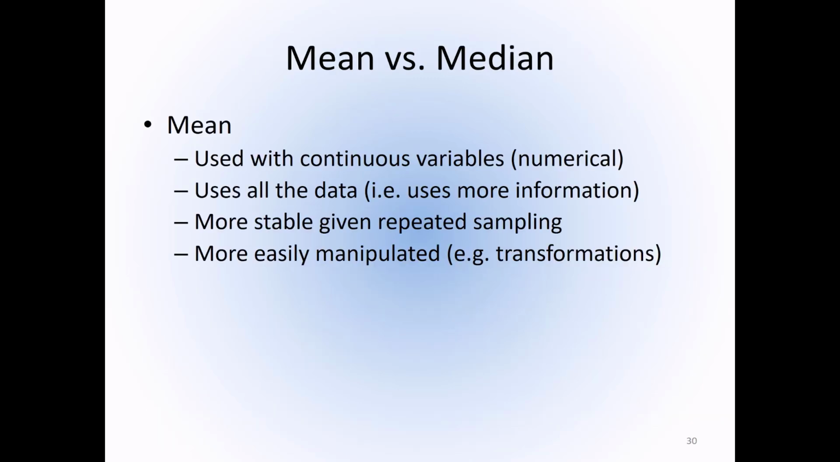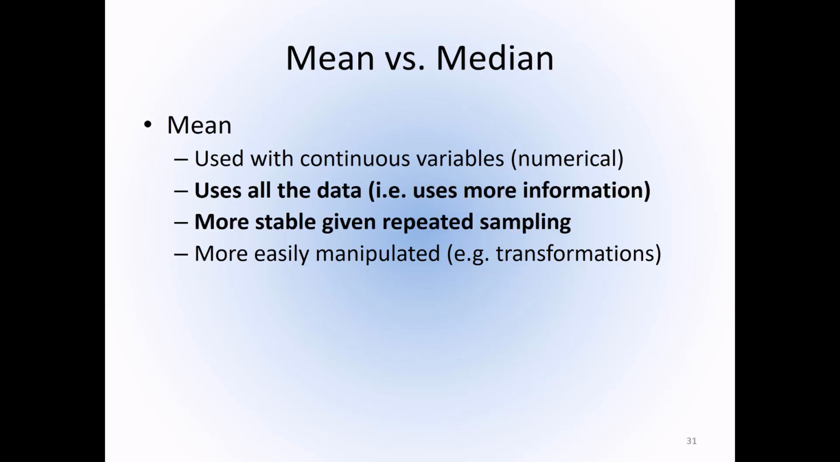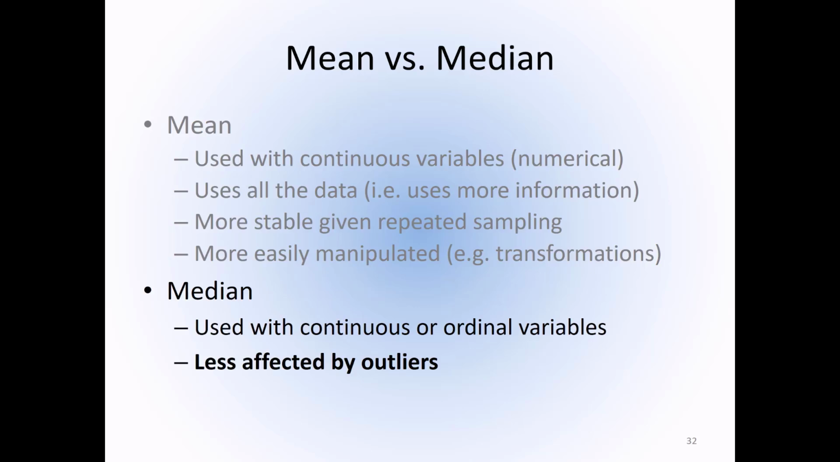But we do have some advantages of the mean. Oftentimes it uses all the data and it's more stable if we have repeated sampling. So oftentimes this is preferred, and it's also more easily transformed in the event that our data don't meet the assumptions of our statistical tests. We'll talk about that down the road in our course, but this is something important to consider. The median, however, is very valuable if we've got outliers that are affecting our mean. Also, this can be used for ordinal variables. The mean is only used for continuous numerical variables, so this is another advantage to the median.